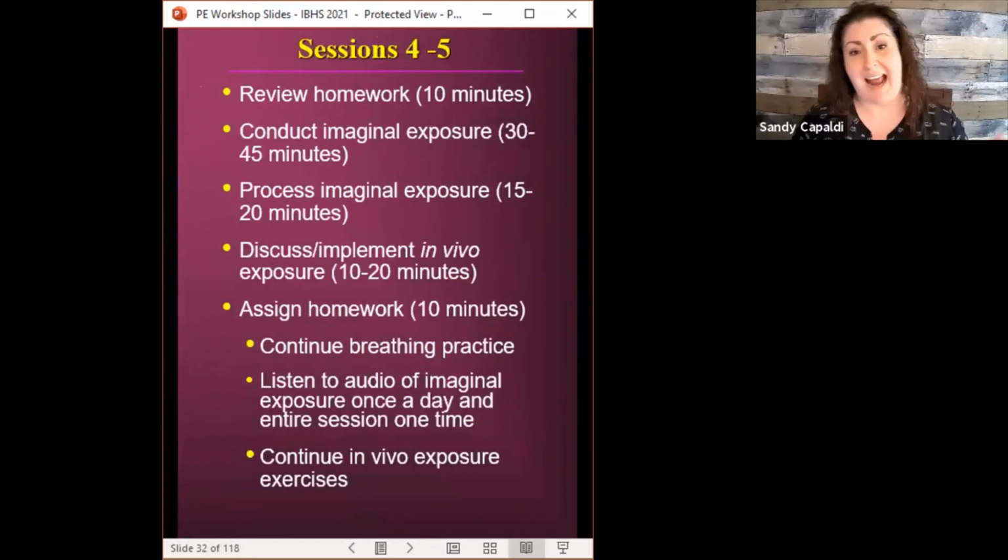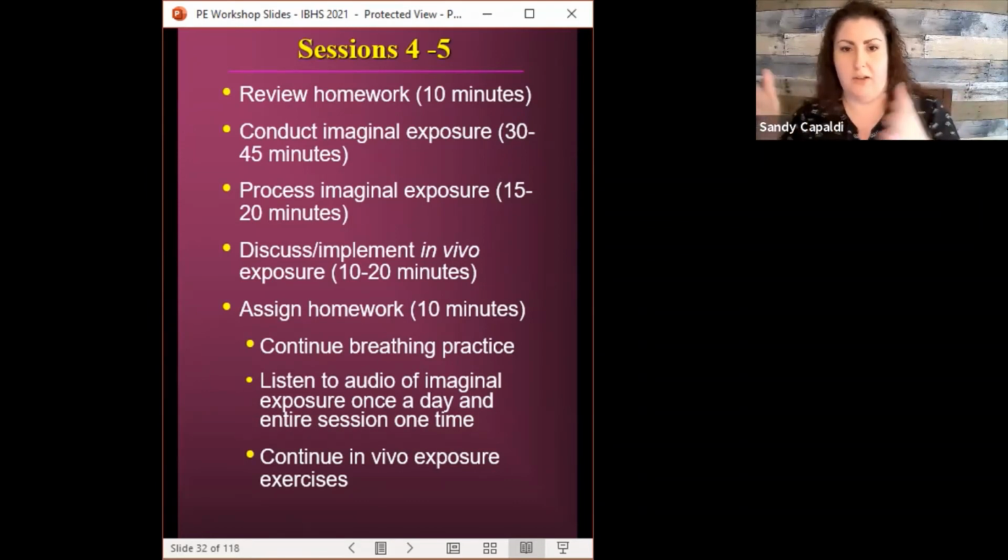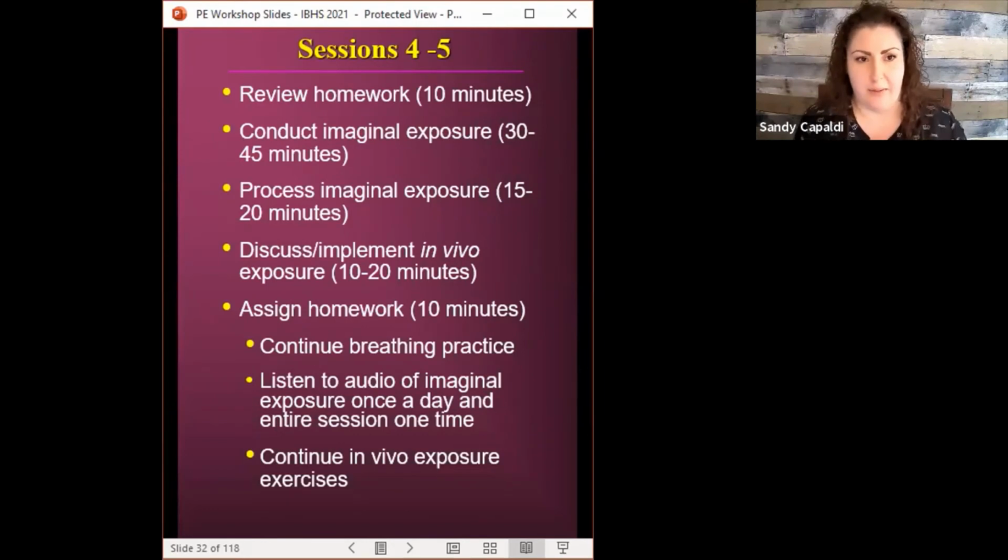Now, the good news is that after this, the structure of the sessions is pretty much the same, where we're reviewing their homework when they first come in, we're doing imaginal exposure with them, processing the exposure, and then kind of talking about setting up the in vivo exposures and assigning homework. What that means is that it becomes a little bit more routine. The client gets kind of used to the structure and the cadence of how therapy goes. And it starts to just become a little bit easier for you because you don't have to prepare to give rationales and all of that good stuff.